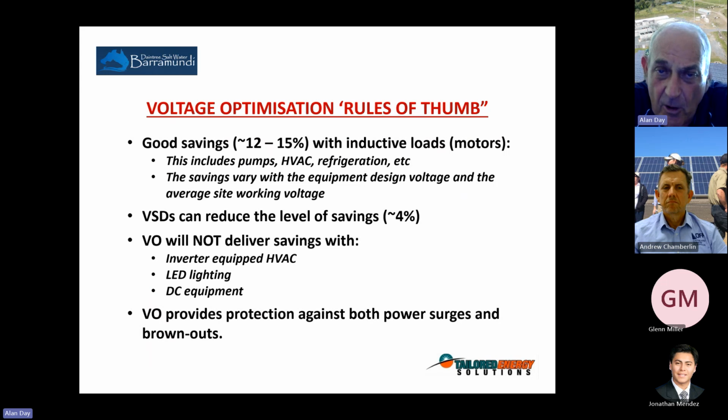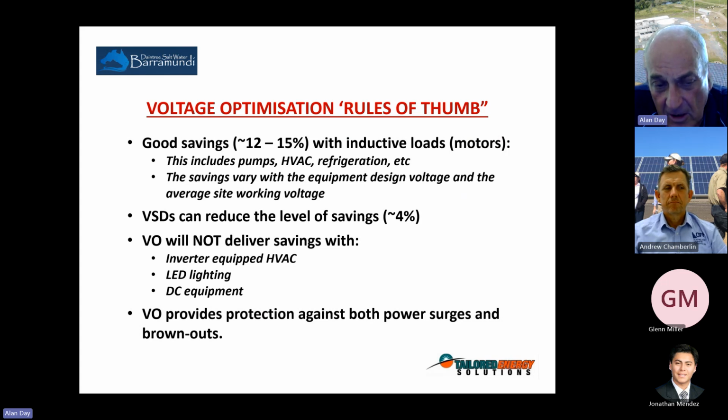So basically, voltage optimization works very well with inductive loads, which is what we guys are always talking about, pumps and refrigeration and those things. As I've said already, if you have other energy saving devices such as VSDs in the system, it will impact on the result here. And that's why, as I said, you've got to go back to the baseline. Every time you make a change, go back and measure again. Voltage optimization will not do anything for equipment that has inverters, LED lighting, or DC equipment.